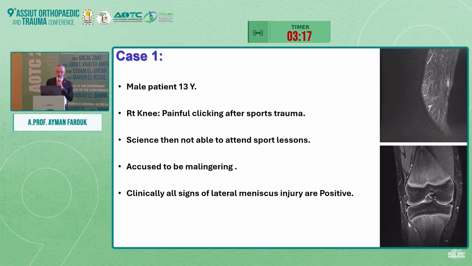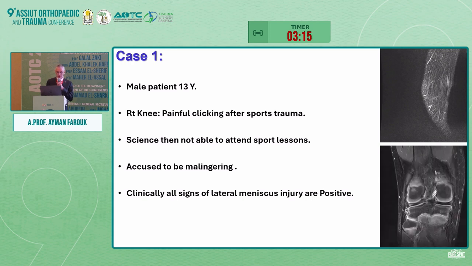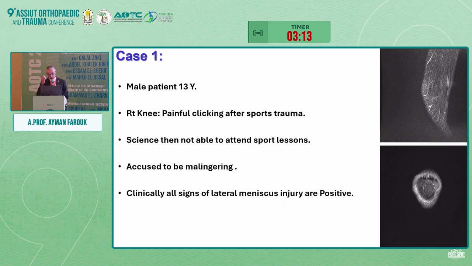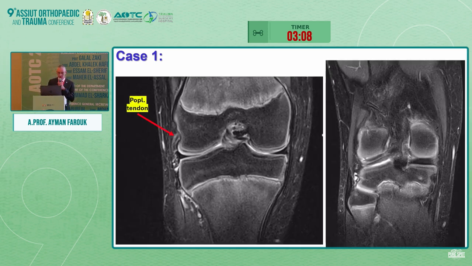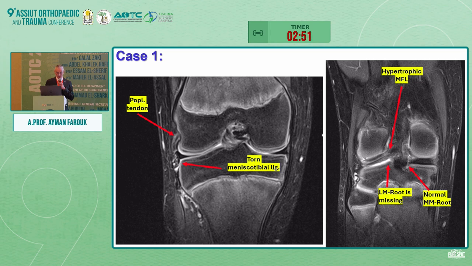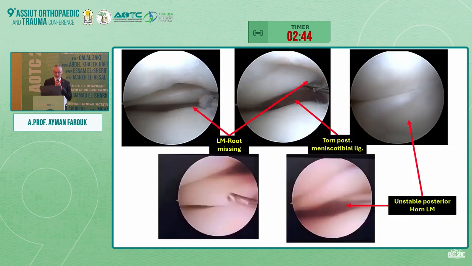At first look, you think this looks like a normal MRI, and no one commented on any abnormalities. But clinically, he has all the signs that suggest a lateral meniscus injury: clicking, joint line pain, and a positive McMurray test. If you look at the cuts of his MRI, you can see the absent posterior horn of the lateral meniscus compared with the medial side, and you see the hypertrophic meniscofemoral ligament. And if you look in detail, you see that the meniscotibial ligaments are attenuated and starting to make a small cyst laterally.